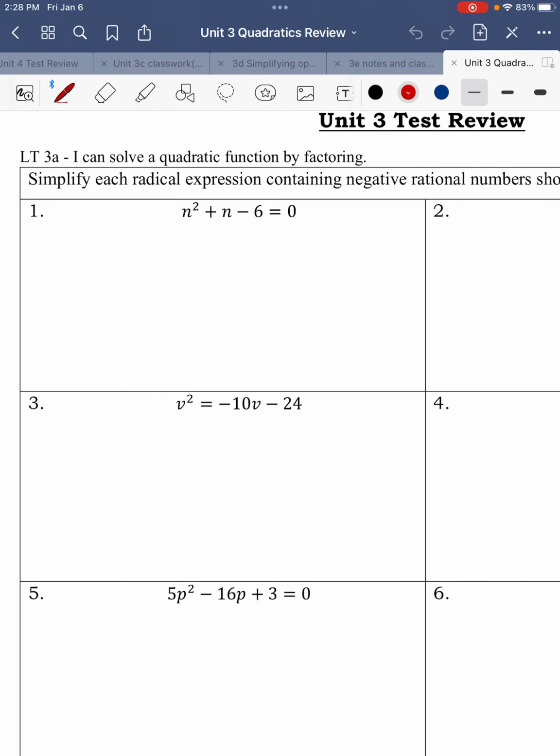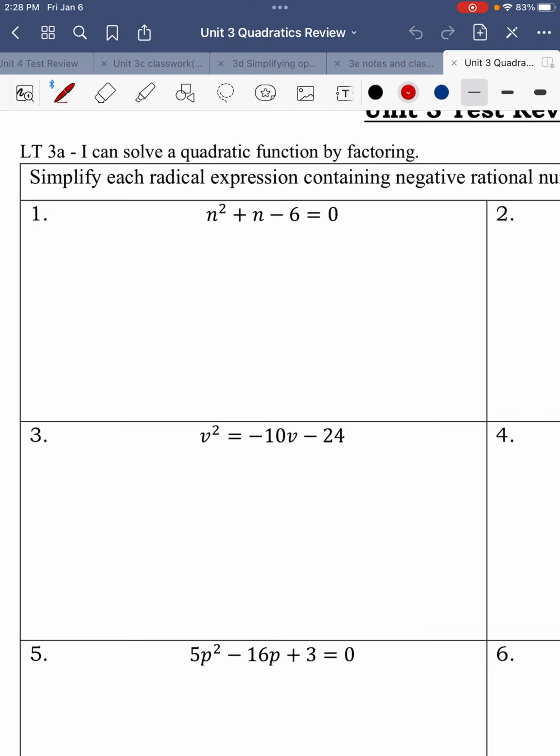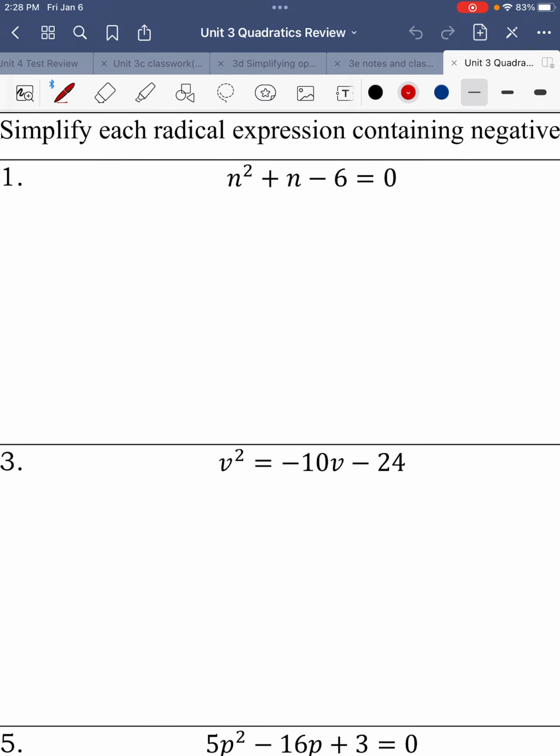Welcome to the Unit 3 test review. So for the first part, we are going to solve by factoring.